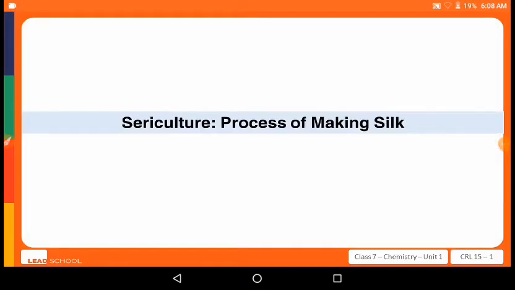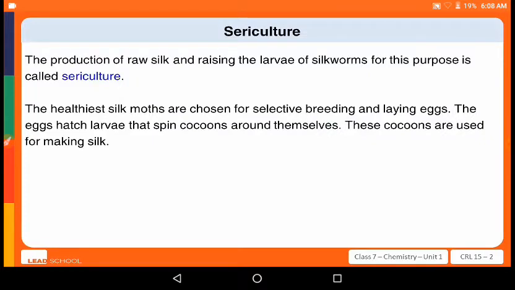Hello students, let's learn about sericulture. The production of raw silk and raising the larvae of silkworms for this purpose is called sericulture. The healthiest silk moths are chosen for selective breeding and laying eggs. The eggs hatch larvae that spin cocoons around themselves. These cocoons are used for making silk. Let's find out how.